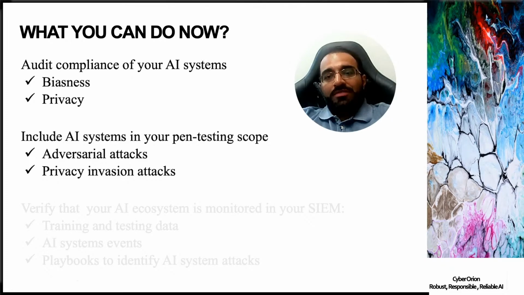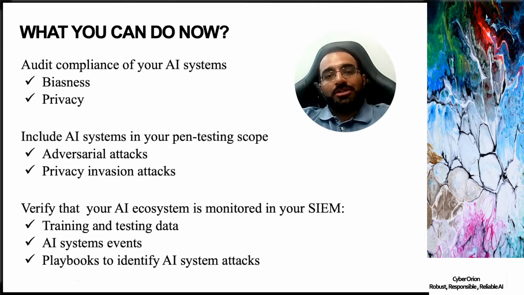They are vulnerable to adversarial attacks, as you have seen a few of them in the previous slides, as well as privacy invasion attacks. So regular and continuous pen testing of AI is an important part of your pen testing policy. And finally, verify that your AI ecosystem, and I mean the whole ecosystem, from the time that the data is generated up until it is passed to the AI systems and a decision is made, is monitored and is visible in your SIEM technologies.